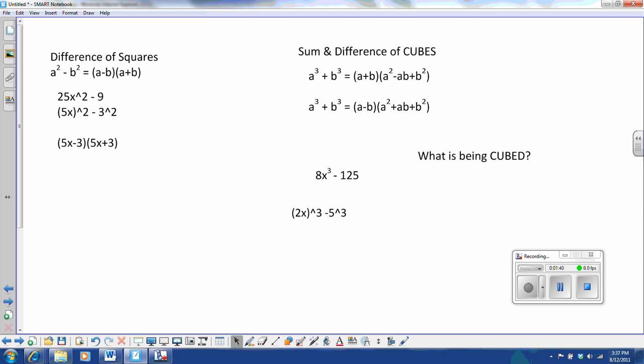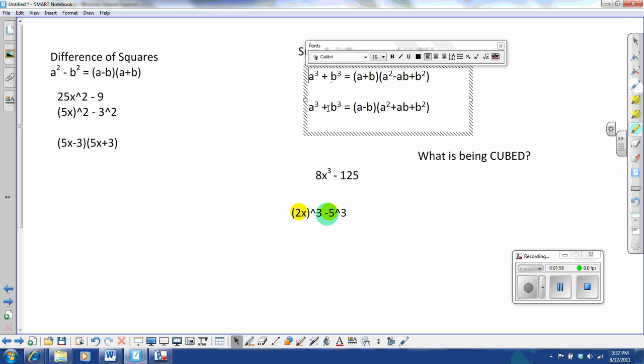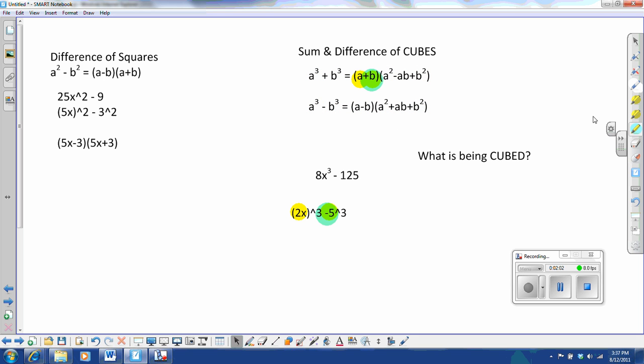So now what I'm going to do is the 2x is going to represent A, and the 5 is going to represent B in my formula, and I'm just going to plug that information into the sum and difference of cubes. I messed up this formula here. Let me fix this, it should be a minus. Okay, so I'm going to use the second formula, since it's A cubed minus B cubed, and I'm going to plug in 2x for A and 5 for B.